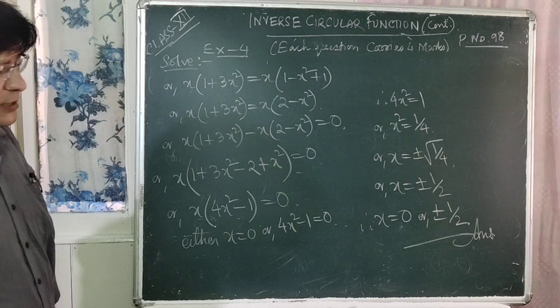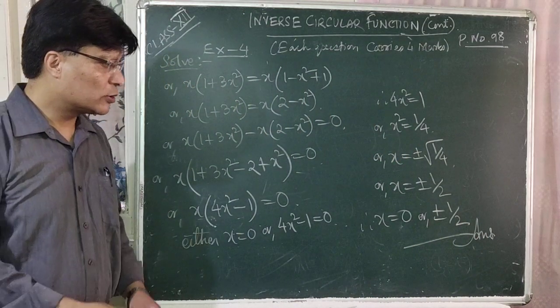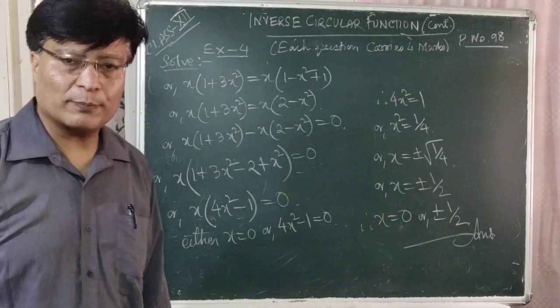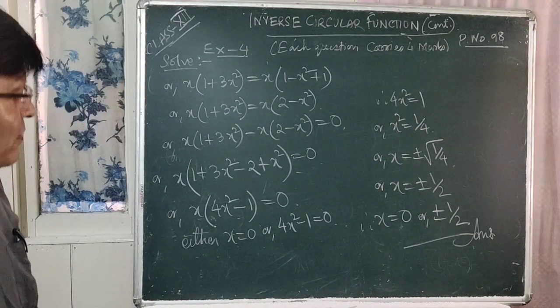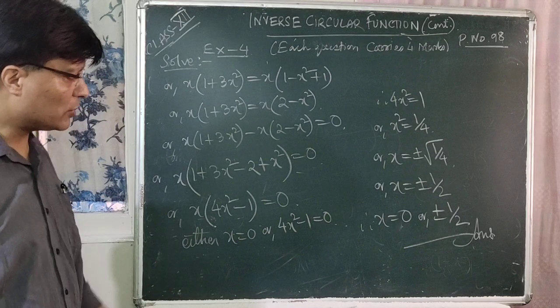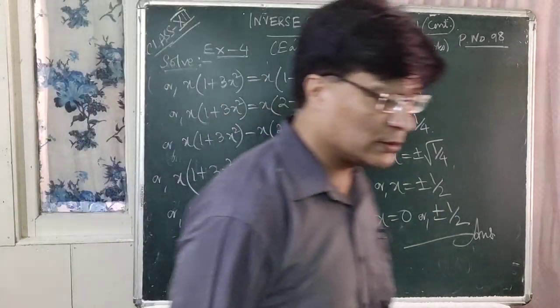So these are the answers. So the answers are x is equal to 0 or plus minus half. Is that clear to all of you? So you can copy it. We'll do the next question.